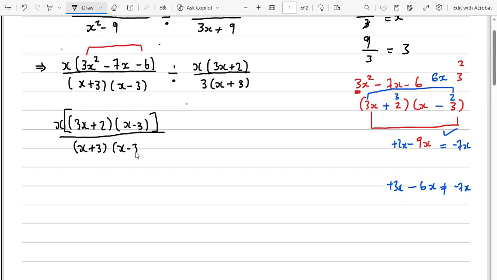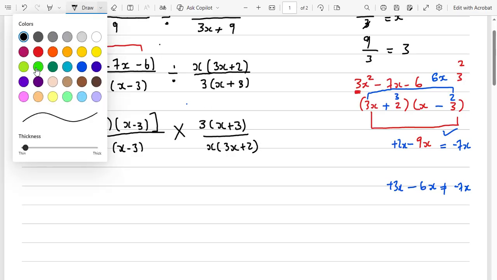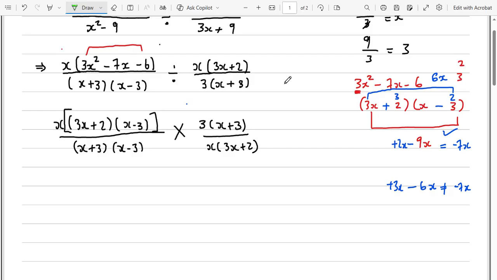into (x - 3). Then let's change that division into multiplication. Then remember to interchange the fraction. Your numerator becomes a denominator and your denominator becomes a numerator. So this will be 3 into x into (3x + 2). So since we are multiplying, I need you to look at the like terms, the terms where one of them is on the denominator, one of them is on the numerator. Cancel those terms. Look at this.